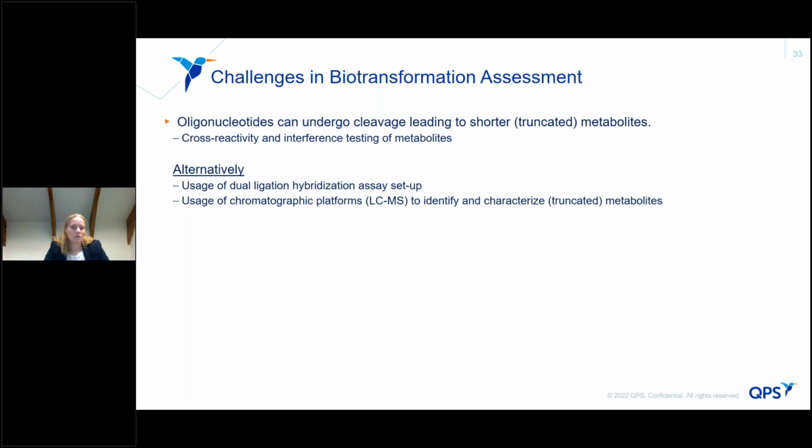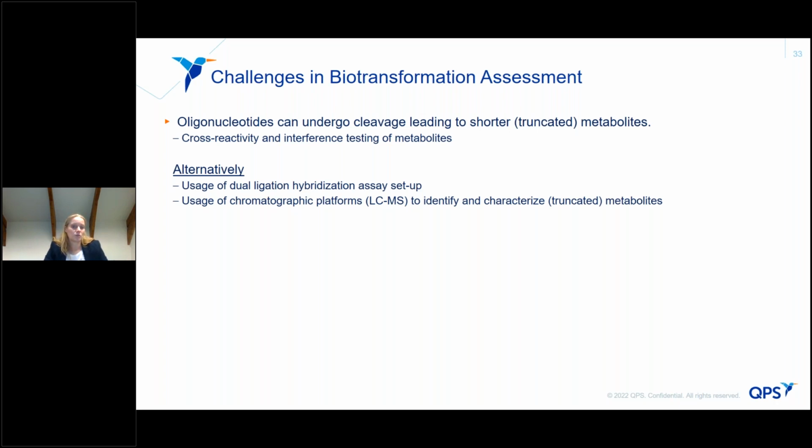So when you set up these assays, what you do see is that metabolites are being formed up front. So you have your full intact oligo, you have an N-1, you have an N-2 from the 3' end, but also from the 5' end. And you can do this up to 5, 6 oligonucleotides being removed. And you can test those in the cross-reactivity and interference.